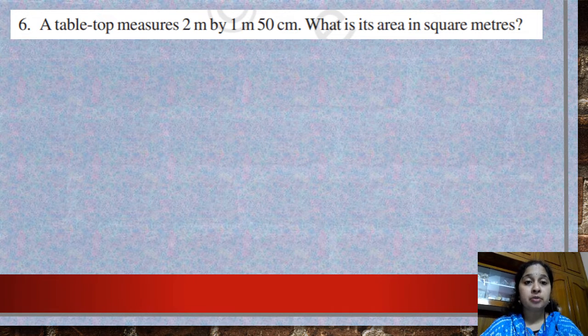A tabletop measures 2 meters by 1 meter 50 centimeters. What is its area in square meters? So they are saying a tabletop measures 2 meters by 1 meter 50 centimeters. What does it mean? See, 2 meters by, that means they're giving the dimensions, that is length and its breadth. So 2 meters is its length and 1 meter 50 centimeters is the breadth.